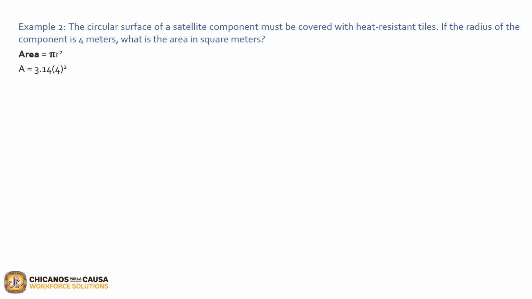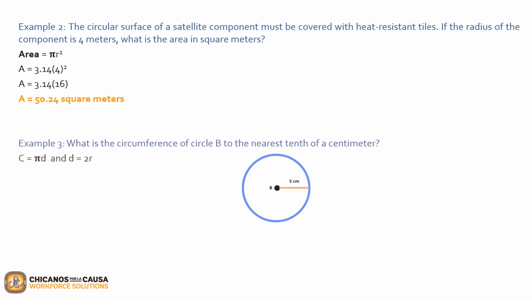So we are going to first remember the order of operations. Before we multiply, we have to complete the exponents. So 4 to the second power will be 16. Therefore, our new equation is 3.14 times 16. When we multiply that, we have an area of 50.24 square meters. See, not bad. Let's look at example 3.